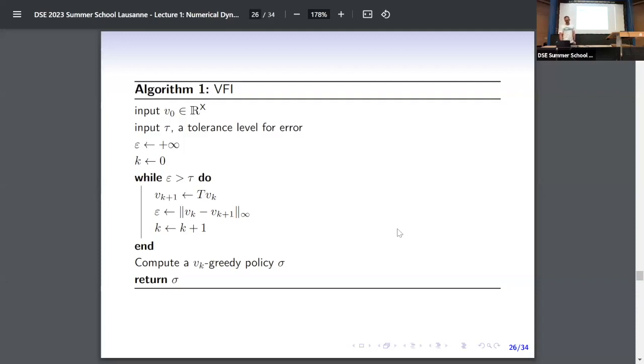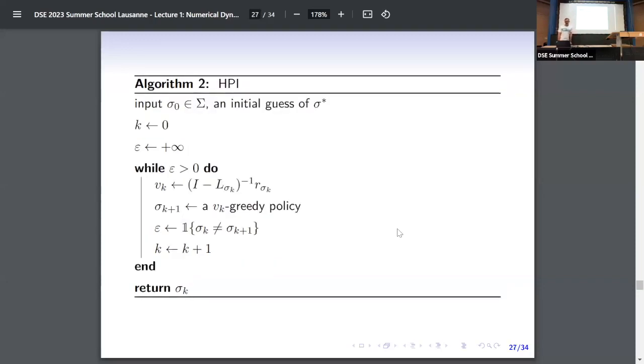Okay, so this one's pretty straightforward. The next one is Howard policy iteration. If you haven't seen it before, what we're going to do is input sigma, which is a policy. Then I'm going to take that policy and compute the lifetime value of that policy. Once I get the lifetime value of that policy, which is a function v, I'm going to take that v and get the greedy policy. And I take that greedy policy, I get its lifetime value. Take the lifetime value, I get the greedy policy.